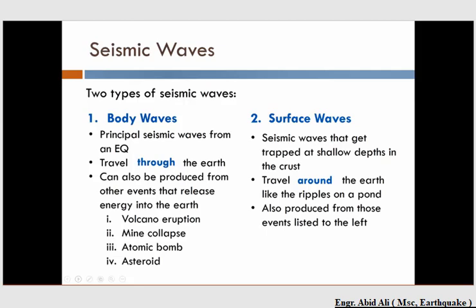Surface waves are like that. So there are seismic body waves that get trapped at shallow depth and travel around and around the crust. So instead of traveling through the earth, these types of waves travel around the earth, around its perimeter. Think of it kind of like ripples on a pond. Anytime you have body waves, you are going to have surface waves as well.